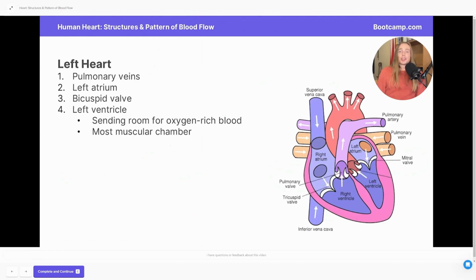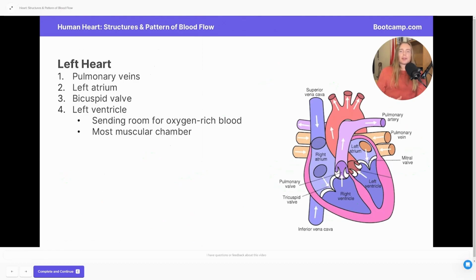The left ventricle is just going to be the sending room for oxygen-rich blood, and this is going to be the most muscular chamber of the heart. The reason that the left ventricle is so much more muscular is because it's going to be sending its blood to the systemic circuit, and in the systemic circuit there's a lot of resistance, so it has to be a very powerful contraction to get the ball rolling.